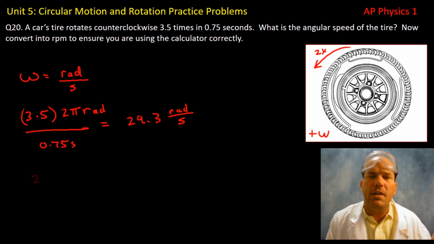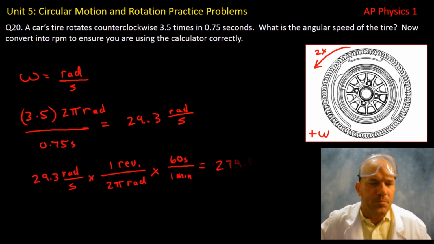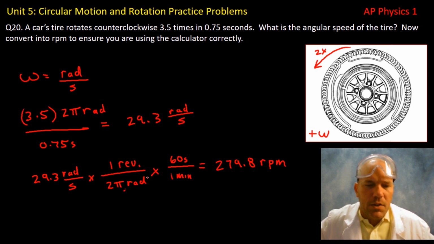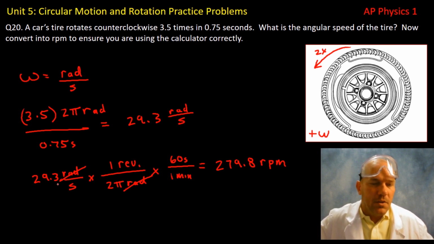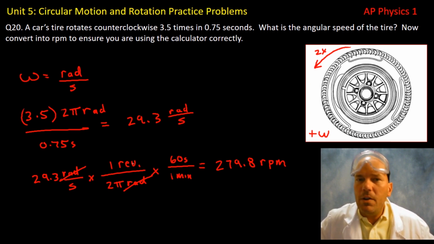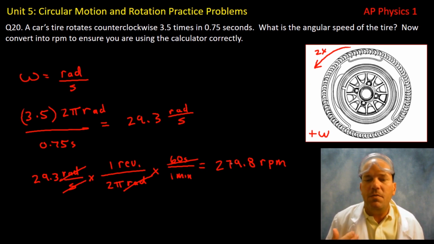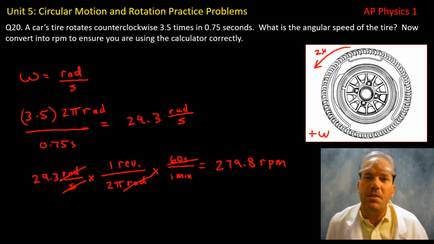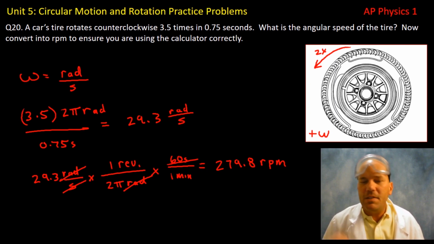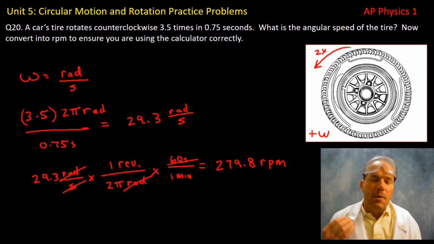And now we're going to work on converting this into revolutions per minute. Okay, so recall 2 pi radians is 1 revolution, and 1 revolution is in the numerator, and we're trying to get revolutions. So now let's go ahead and get our seconds, 60 seconds in 1 minute. That gives us revolutions per minute, and you should get a value of 279.8 revolutions per minute. Many of you, when you plug this in your calculator, you will not get this. Make sure you are dividing by the quantity 2 pi.